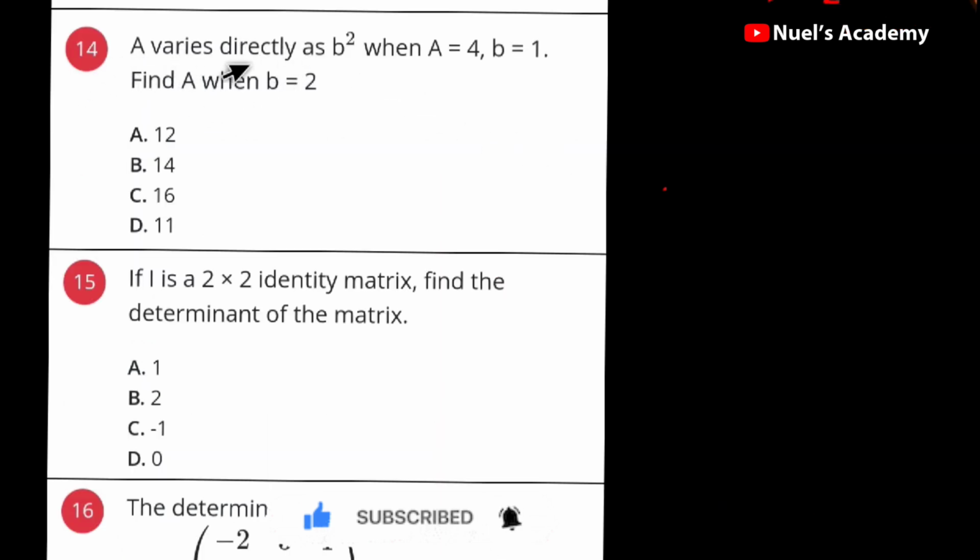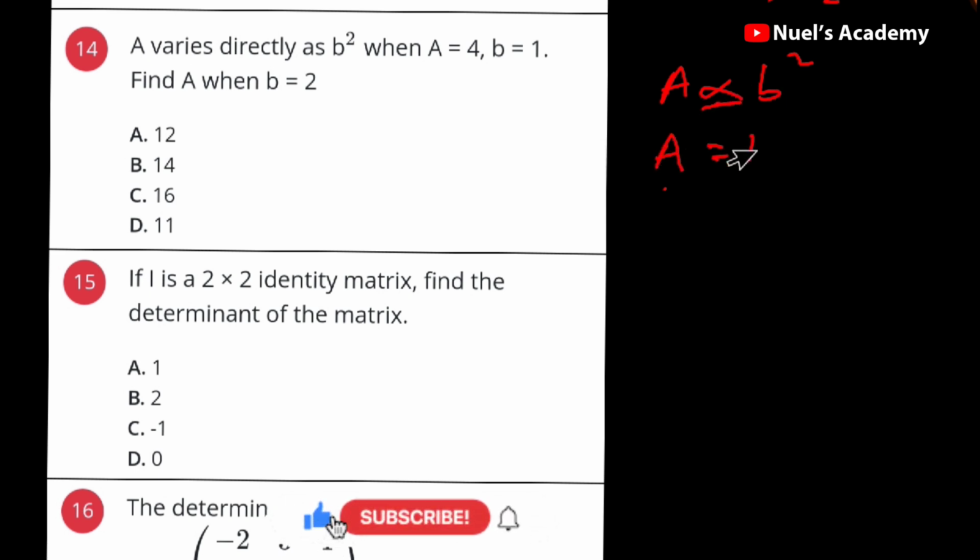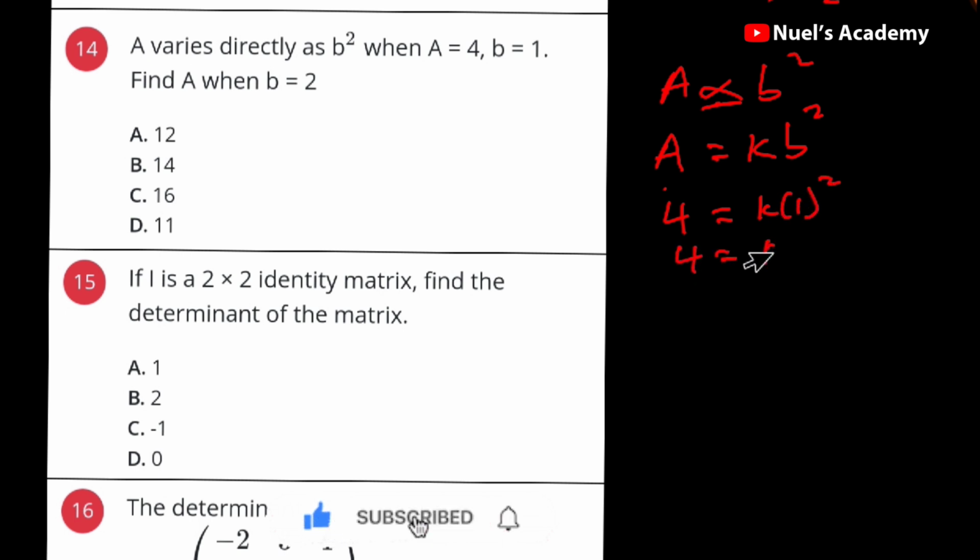Question number 14. A varies directly as b squared. When a is equal to 4, b is equal to 1. Find a when b is equal to 2. So we have a varies directly as b squared. Let's remove this proportionality sign. If we remove it, we are going to have a is equal to, we introduce a constant, k, times b squared. So when a is equal to 4, b is equal to 1. Let's replace a and b with 4 and 1 respectively. So you have 4 is equal to k times b squared. So you have 4 is equal to k.